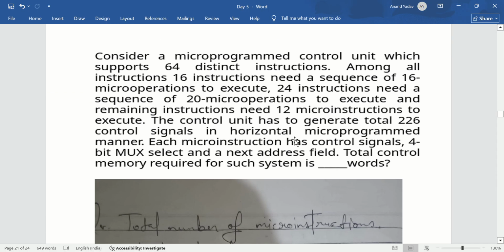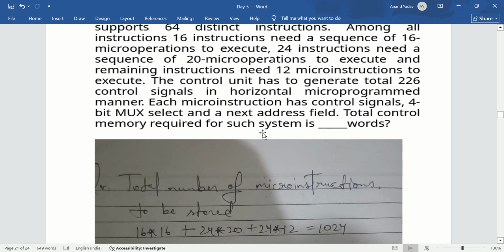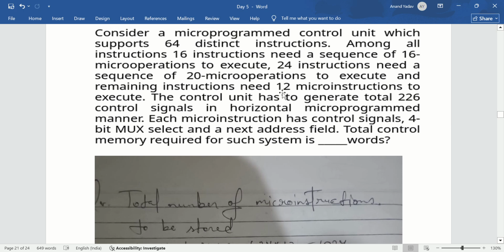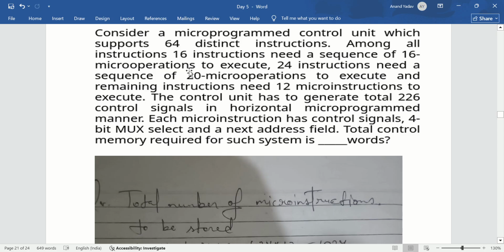Now next one is: consider a microprogram control unit which supports 64 distinct instructions. Among all instructions, 16 instructions need a sequence of 16 micro operations to execute, and 24 instructions need a sequence of 20 micro operations. Basically, it asks how much total control memory is required for such a system.